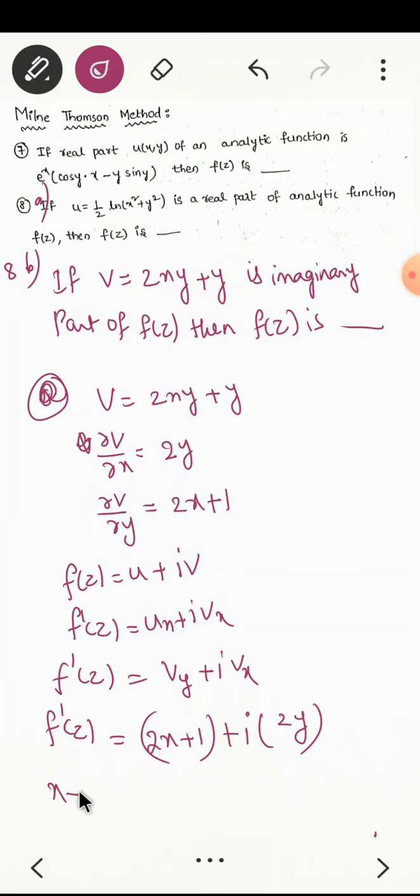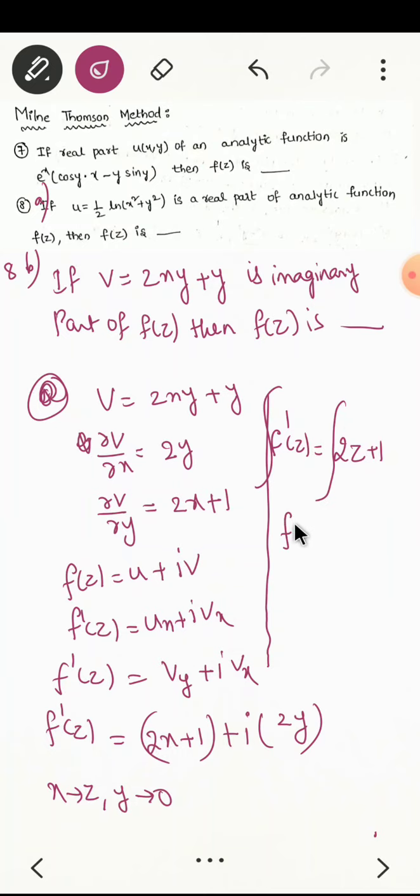Now apply limits. x tends to z, y tends to 0. Come on, what will you get now? f dash of z is equal to 2z plus 1, y is 0. So you will get 2z plus 1. Now apply integration on both sides, because you have to find f of z. f of z is equal to 2 into z square by 2 plus z, the 2 cancels, z square plus z plus some constant k. Okay, so this is the answer for f of z.